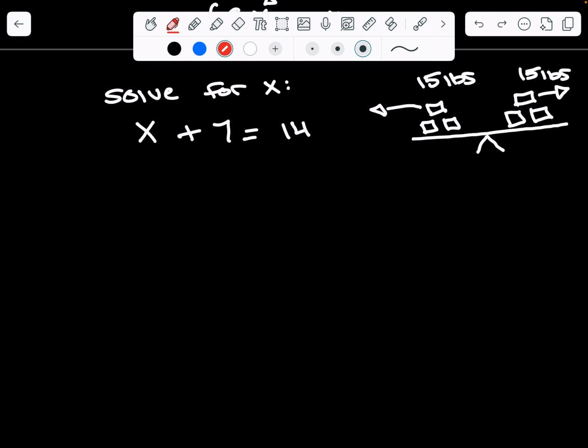In this case, we have a positive 7. So in algebra, to undo or to move something to the opposite side of the equal sign, I have to do the inverse operation, so the opposite thing. So I have a positive 7. The opposite of positive is negative. And I want to move this 7 from the left-hand side to the right, so I'm going to subtract 7 from the left. I'm also going to subtract 7 from the right because what I do to one side, I must do to the other.